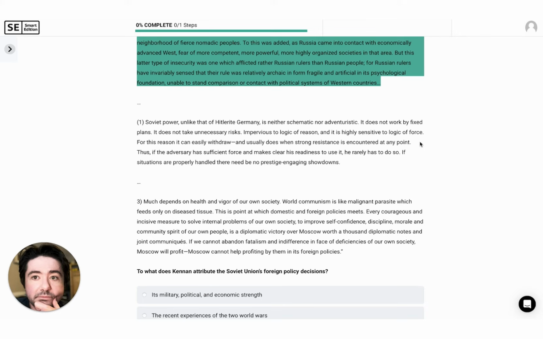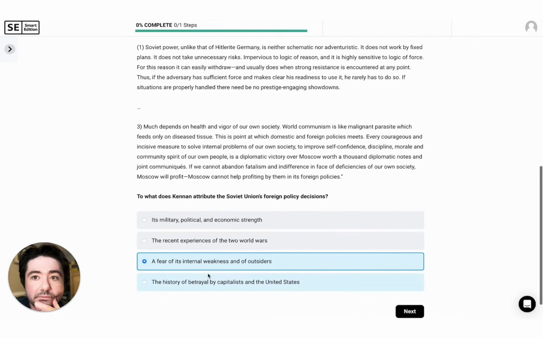But this insecurity, this fear. See, this is the emotion that we see the connection between paragraph 1 and the correct answer. Fear, insecurity, this fear of outsiders, the idea that I'm inferior as a ruler because I do things a different way than people in the West. This is the attitude Kennan believes is influencing all of the Soviet Union's foreign policy.